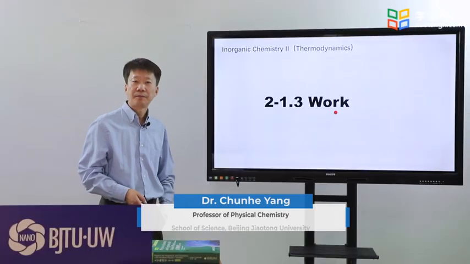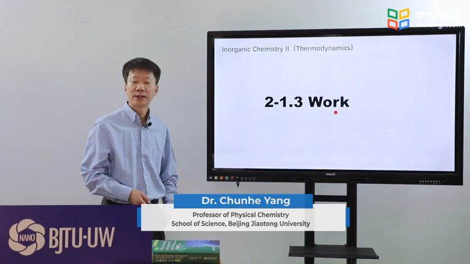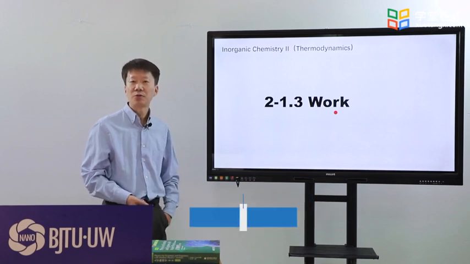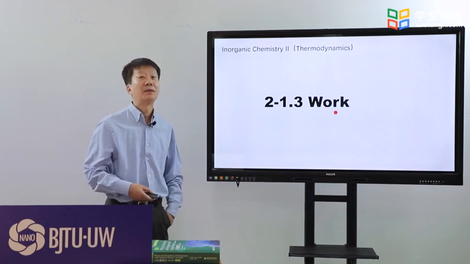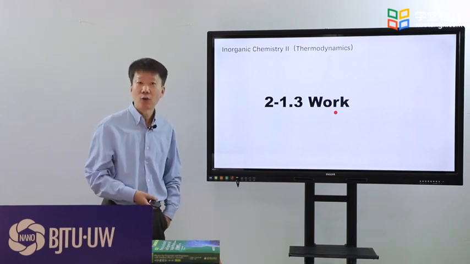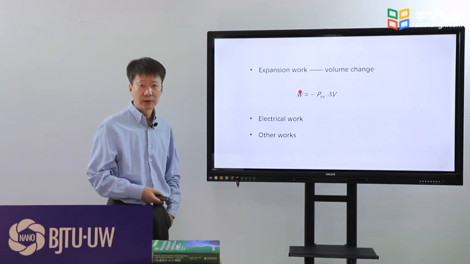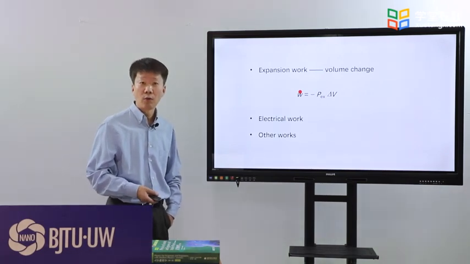In chemistry, work done on the system may take the form of expansion, volume change, or may take the form of current flow, or take other forms. Expansion work is done by volume change, for example, gas expands to push a piston. Electric work is done by current flow under certain voltage.